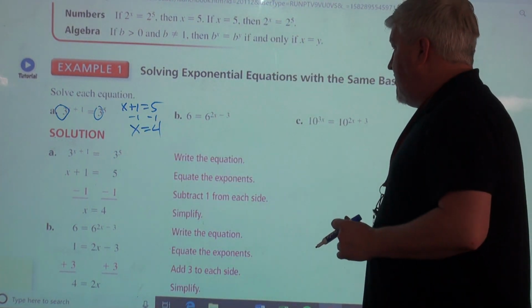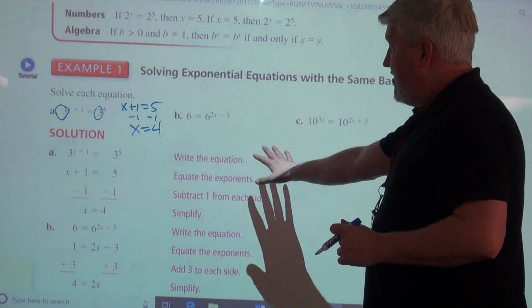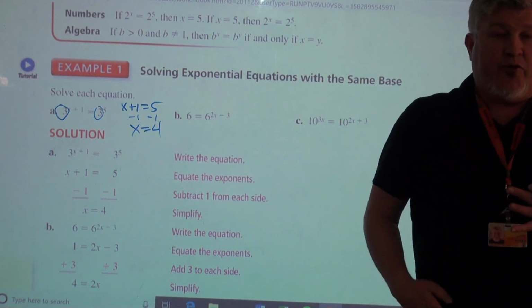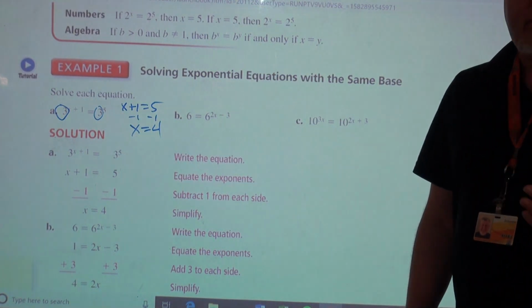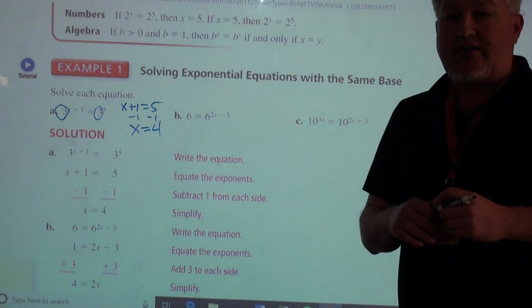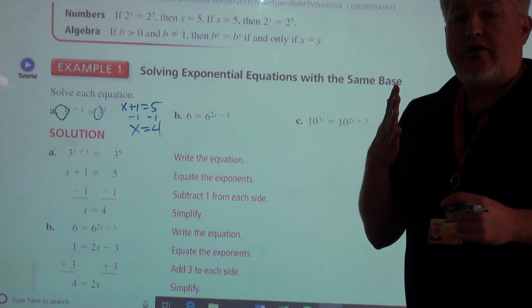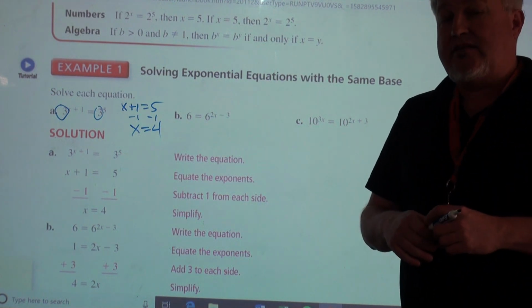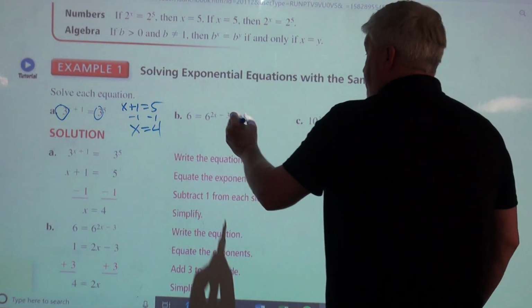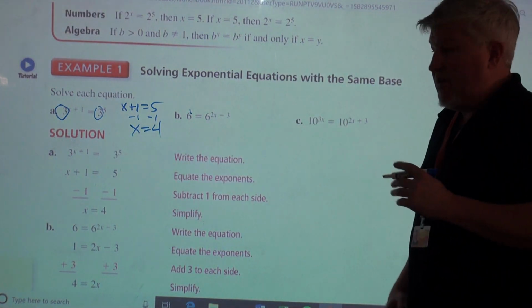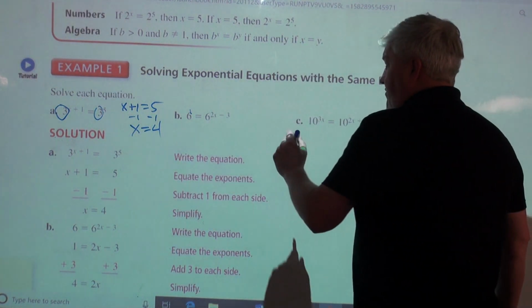Okay? Letter B says 6 equals 6 to the 2x minus 3. They're throwing a slightly tricky one up here because the first base, 6, has no exponent. You all should know by now, we've talked about it, if there is no exponent written for a base, the unwritten exponent is the number 1. So this is 6 to the 1 equals 6 to the 2x minus 3. So set those things equal to each other.